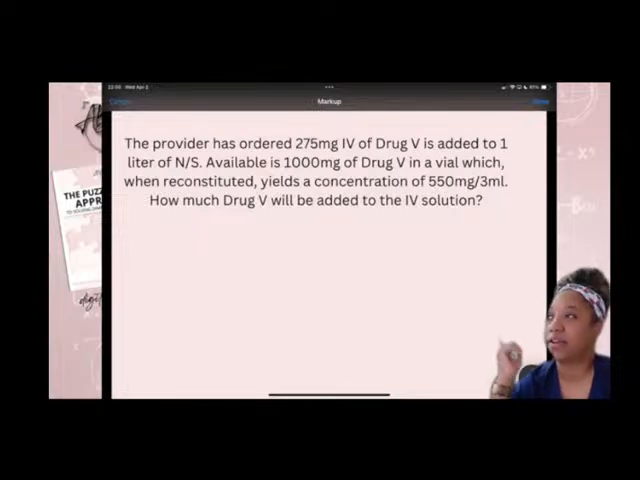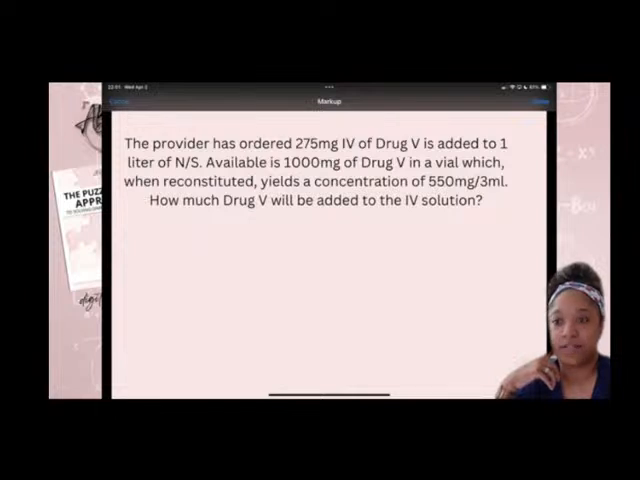So the provider has ordered 275 milligrams IV of drug V, and that it needs to be added to 1 liter of normal saline. So available is 1,000 mg of drug V in a vial, which when reconstituted yields a concentration of 550 milligrams per 3 milliliters. How much of drug V will be added to the IV solution?